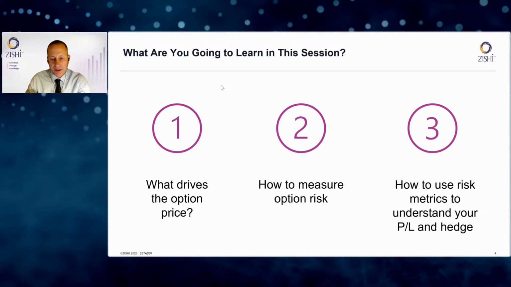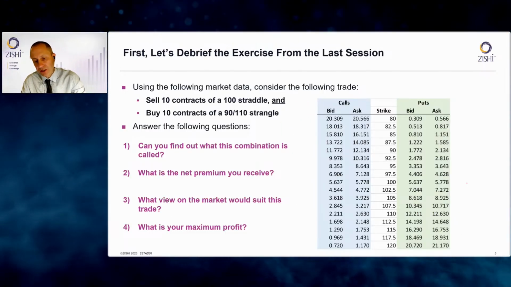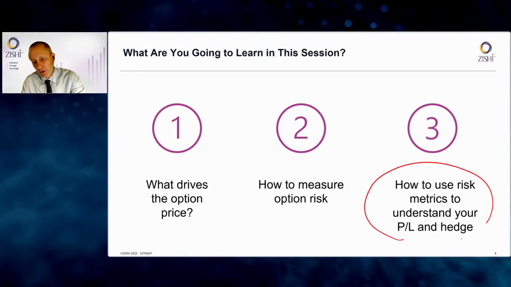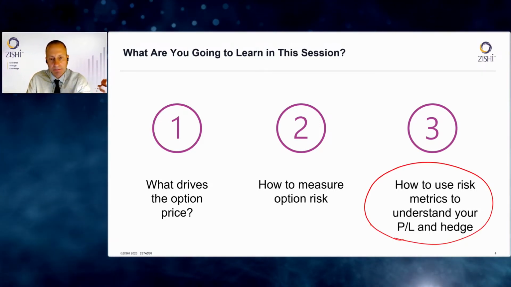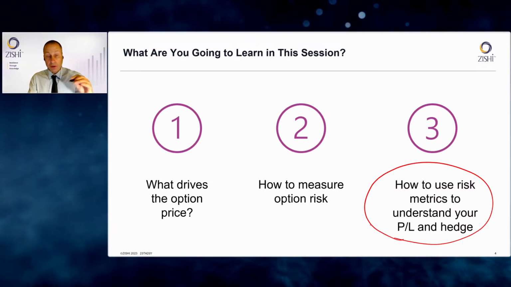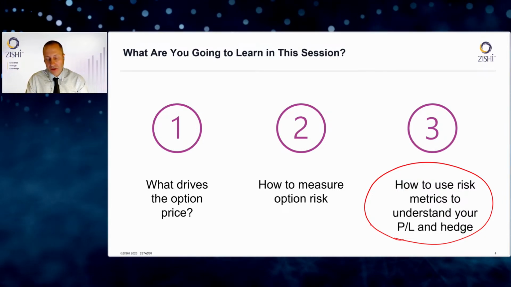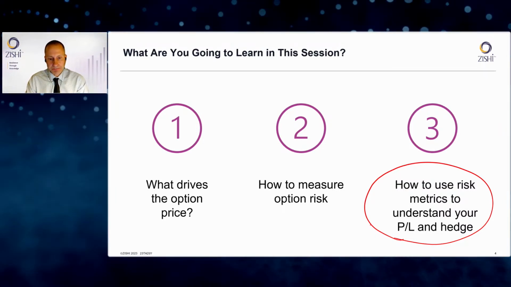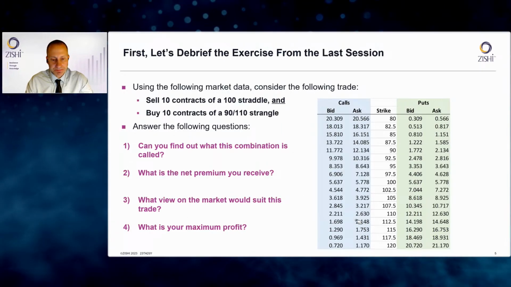And these risk parameters will tell us that. And that's all leading into the third point, which is how we use these risk metrics to understand our P&L. How are we generating profit and losses on our trades? And also, if we wanted to, how we could hedge our option to reduce our overall risk. So they're the three things that we'll be covering in this session.